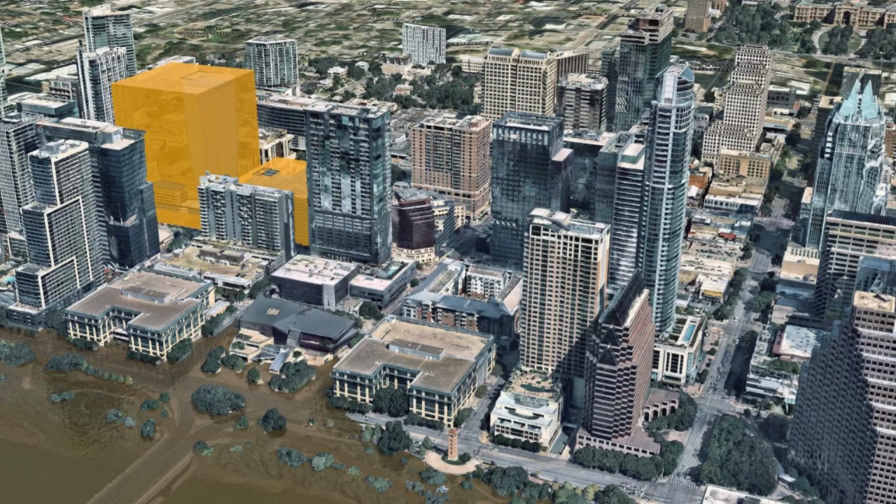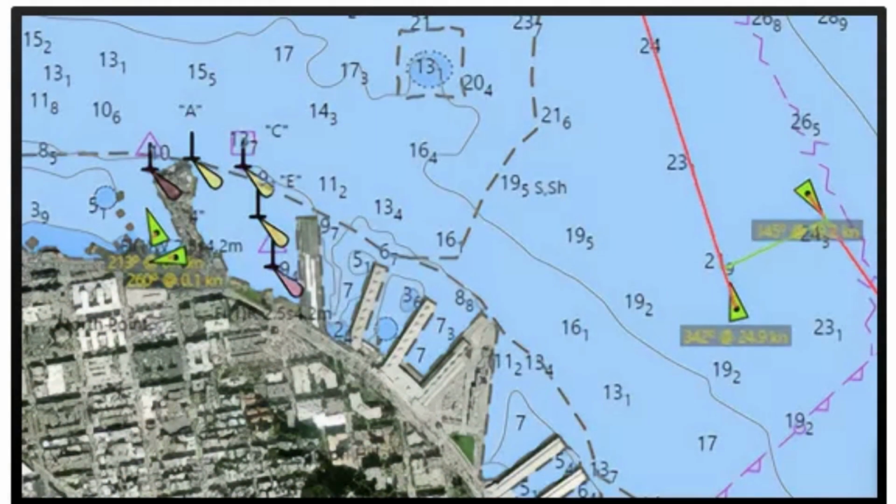4. Scenario assessment. Urban planning is full of difficult choices. Should we prioritize green space? Increase density? Add new roads or expand public transit? GIS gives planners the tools to test and compare multiple scenarios before making a decision.